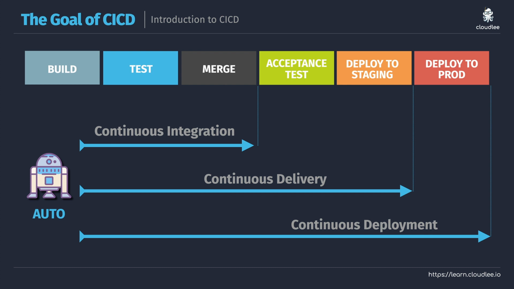So this is the goal of CI/CD. The idea here is that we want to improve the speed and reduce the time that it takes to have that code that our developers work on actually deployed to production systems.